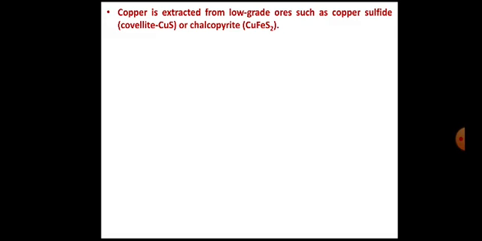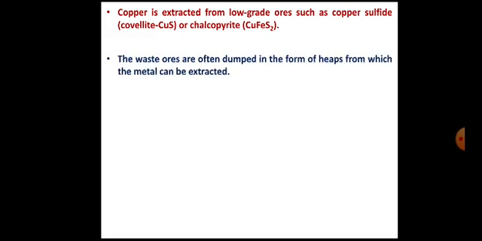In the case of leaching of copper, copper is present in the form of low-grade ores such as copper sulfide, which is called covellite, or chalcopyrite. The waste ores are often dumped in the form of heaps from which the metal can be extracted.